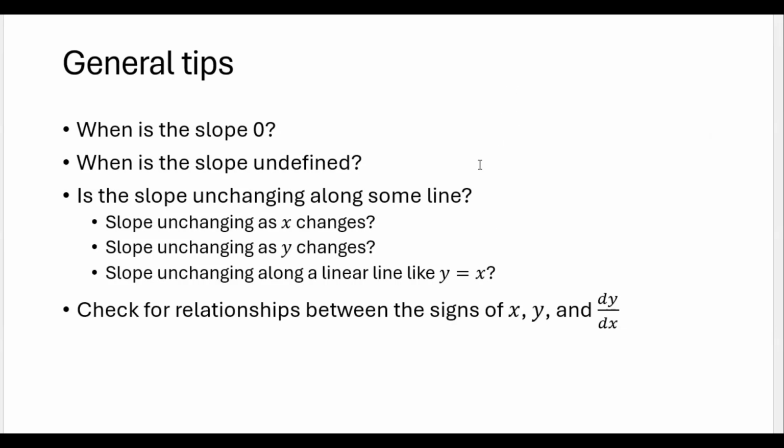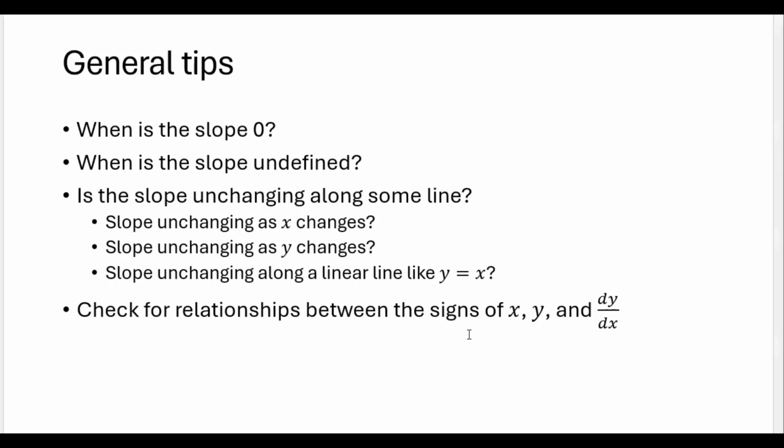Another special case is if it's unchanging across a linear line, for example y equals x. That can help us eliminate choices as well. We'll see that one in a bit. After you've exhausted all this, most of the time you can eliminate maybe 2 or 3 choices already. Once you've exhausted this, then you have to start checking for relationships between the signs of x, y, and the derivative dy/dx. I'll go over what that means in the problem.